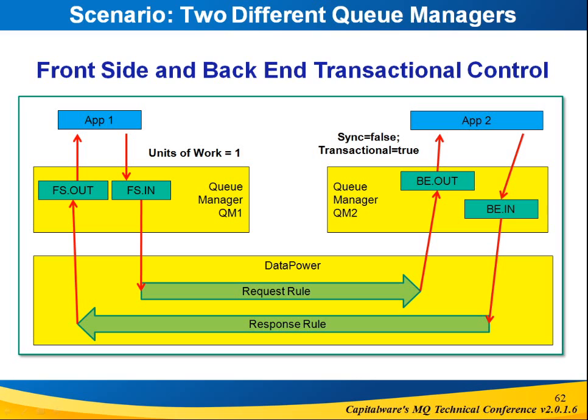When it puts the message onto fs.out, gets a completion code of 0, it signals the back end to do a commit, and that means the message is then deleted from be.in. So here we have a certain amount of transactional integrity in the sense that both the request rule and the response rule could, under error conditions, roll back to their respective queues in order to try again and protect the integrity of that message.